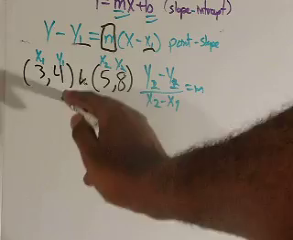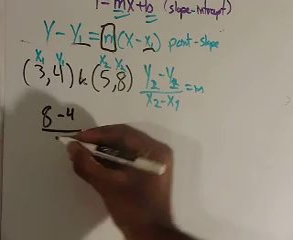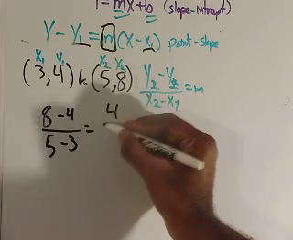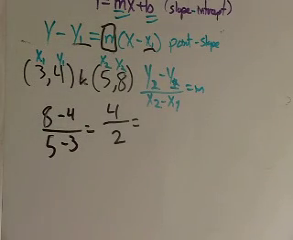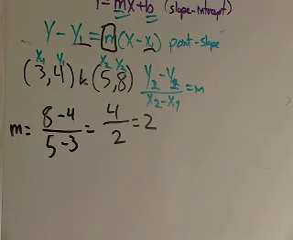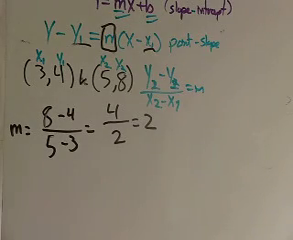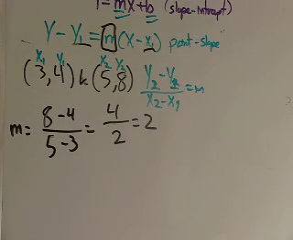So y2 minus y1 over x2 minus x1. Simplify: 8 minus 4 is 4, 5 minus 3 is 2. Reduce: 4 over 2 is 2. So my slope is 2. Now I have a slope. I still don't have the equation of the line, but I have a slope, so I'm one step closer. And I don't quite have a y-intercept, so what can I do? I can use my point slope formula right here. I'll rewrite it just so you can see it better.